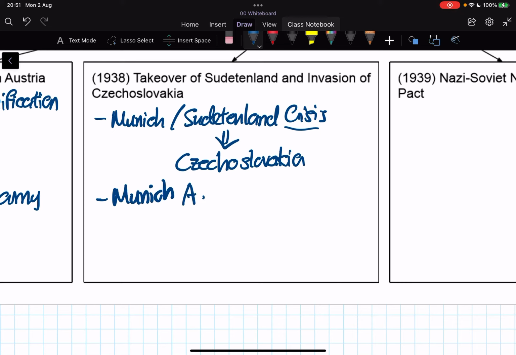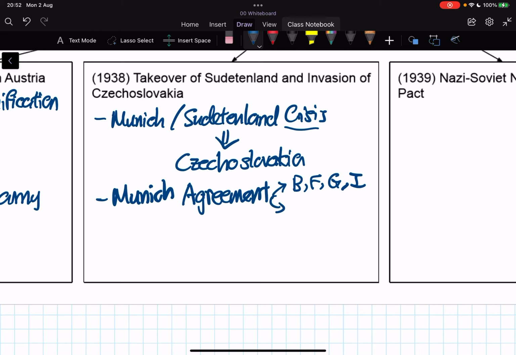Okay, Munich is a place in Germany. And in this place, the leaders of Britain, France, Germany, and Italy gathered together to negotiate a peace deal. Essentially, what they said was, Hitler, you can go ahead, take the Sudetenland, but promise me that you're not going to continue to invade Czechoslovakia. Okay, Hitler signs on a piece of paper saying that, yep, he'll take the Sudetenland. That's the last thing he'll take. He's not going to take the rest of Czechoslovakia.